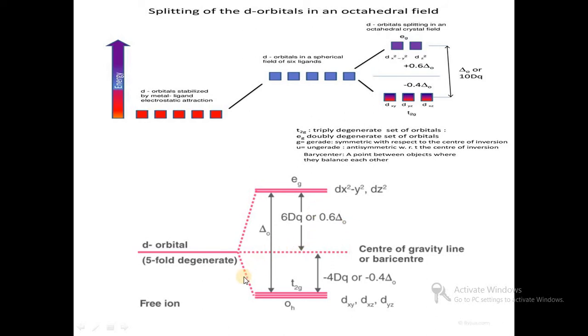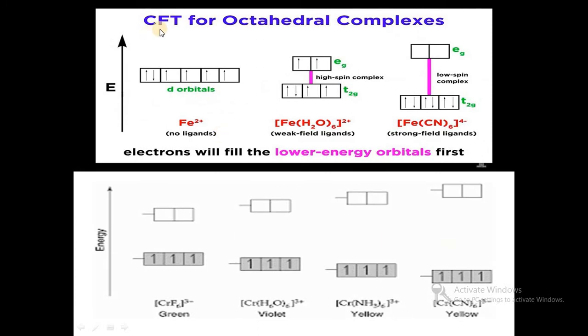So in the next diagram, in the free metal ion all these 5 d orbitals are degenerate, and after interacting with the ligand they split into T2g and Eg. T2g is stabilized by minus 4 Dq or minus 0.4 delta O, and Eg orbitals are destabilized by plus 6 Dq or plus 0.6 delta O. See, this central point is called the center of gravity line or barycenter. Then we will see specific examples of CFT for octahedral complexes.